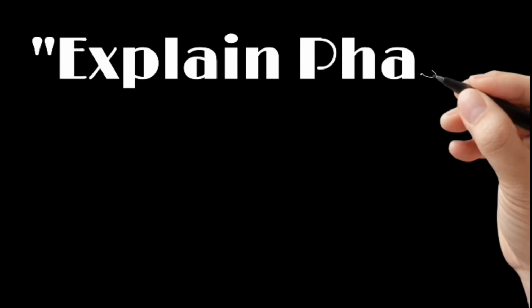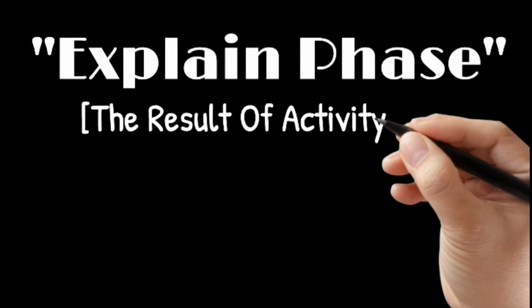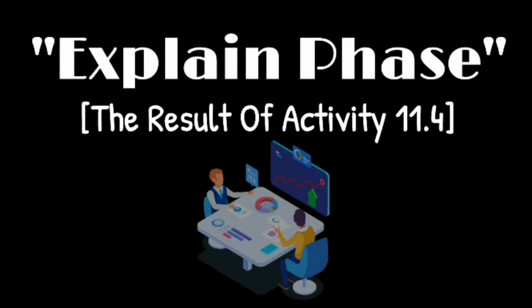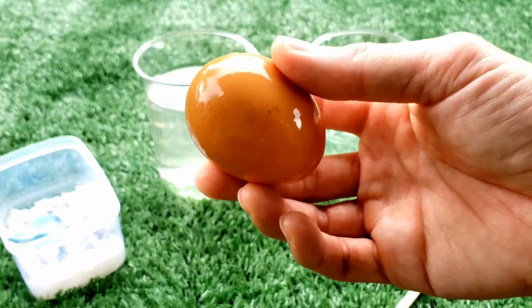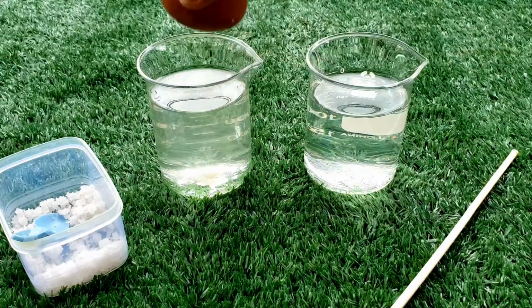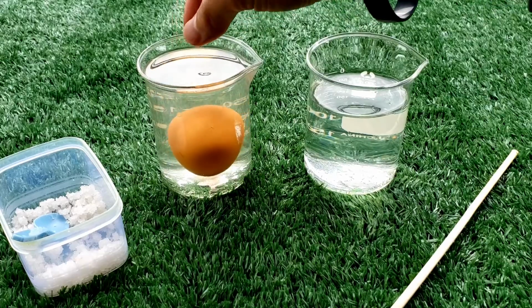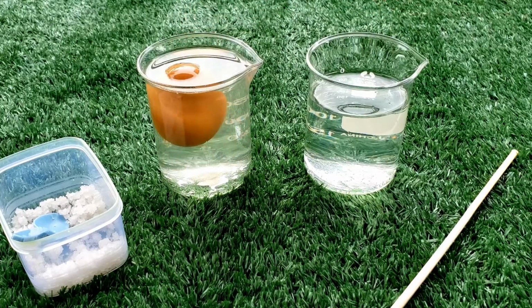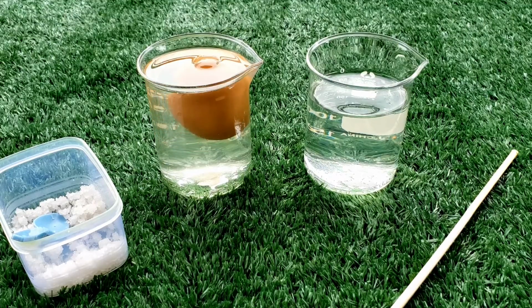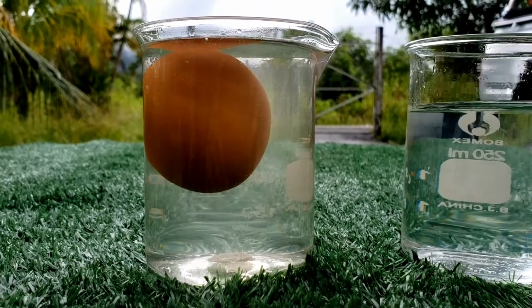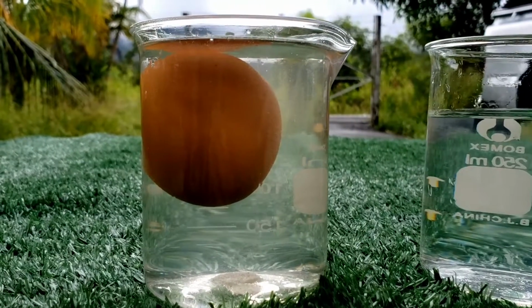Alright, this is the result for the explain phase. Activity 11.4, the salt solution. After we prepare a salt solution, we put the egg again into the salt solution. We realize that the egg floats in the water. Alright, you see the difference between the salt solution and the water. Now, the egg floats in the water.